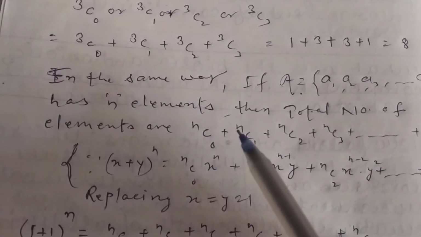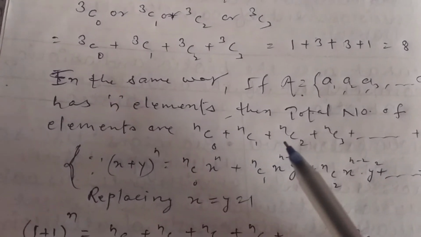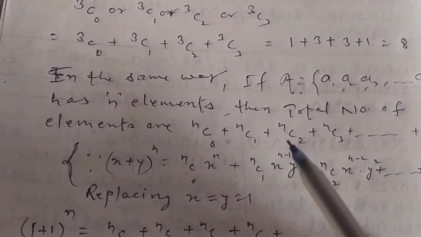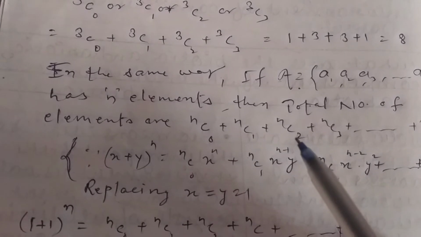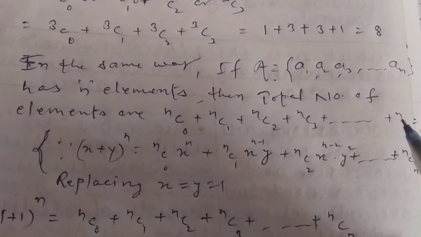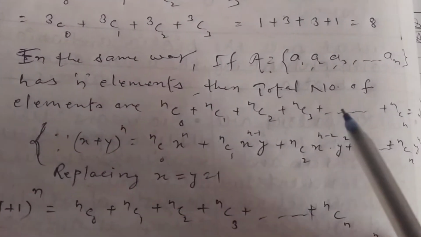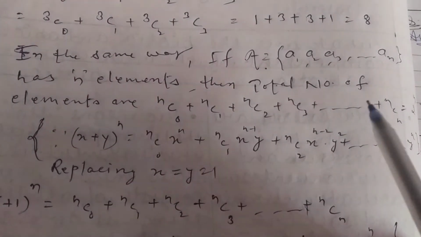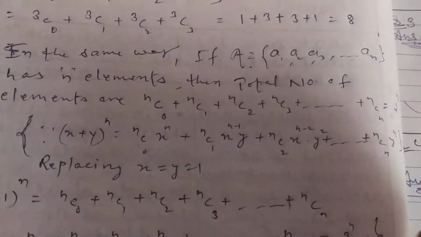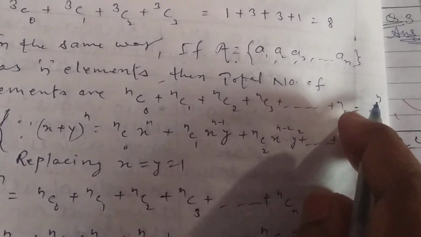Then subsets containing one element, this will be nC1. Then we will write the number of subsets which contain two elements, then three elements, and so on up to n elements, containing n elements. So the summation of this will be 2 raised to the power n.